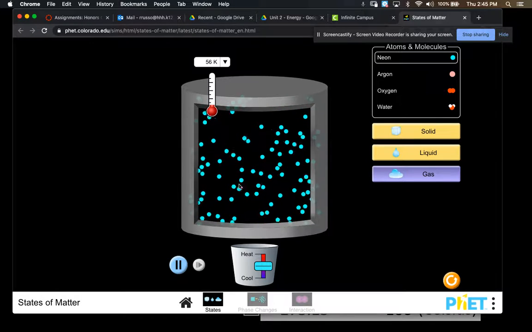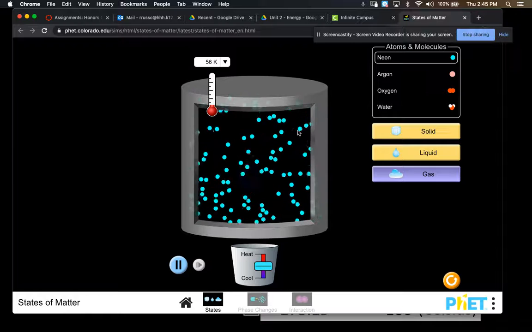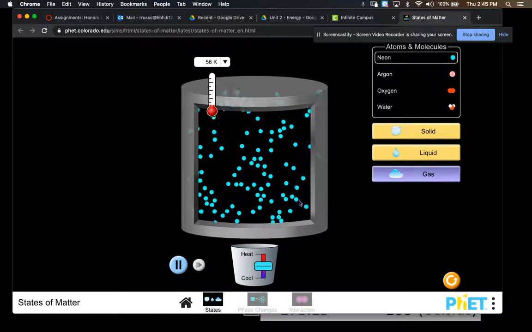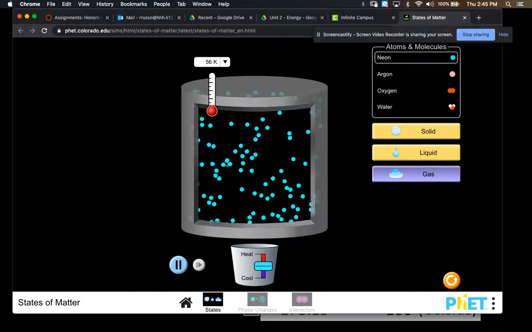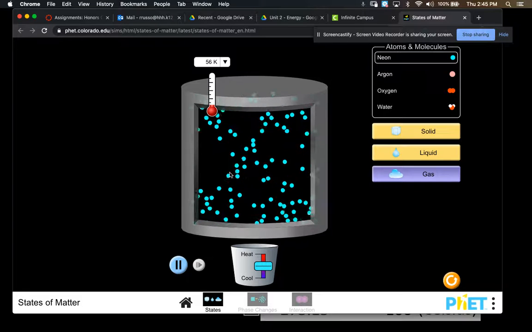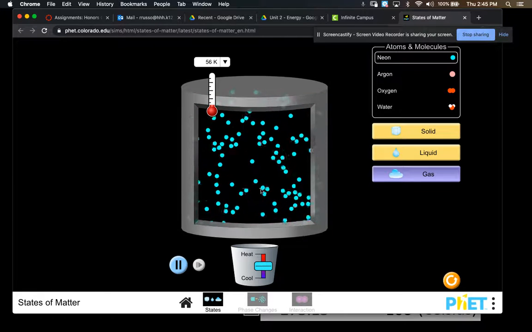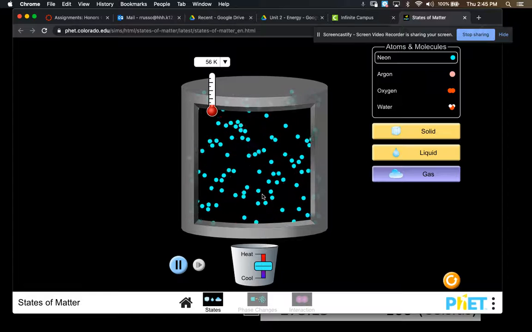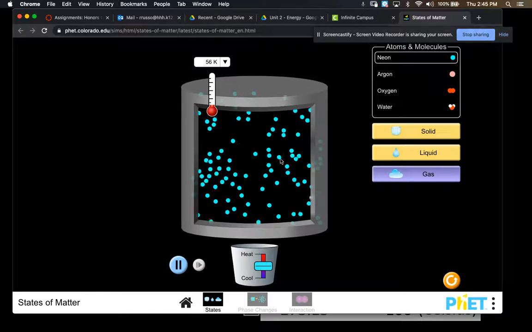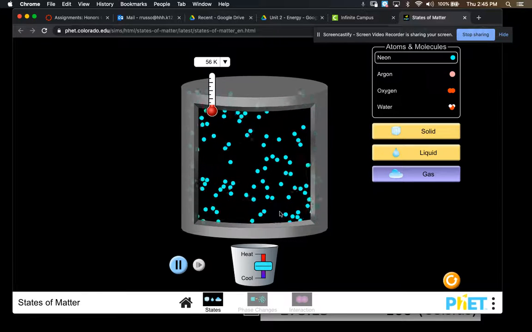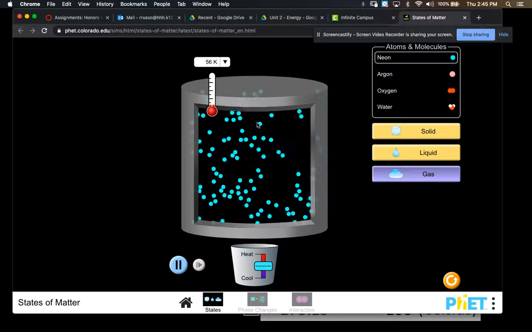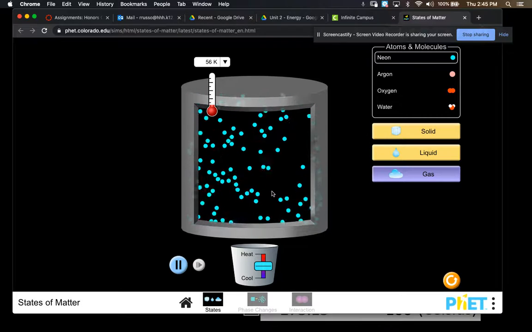And when we talk about the average kinetic energy, we talk about the average movement or the kinetic energy of all the particles. And you can see there's a couple of particles here that are moving very slowly, and there's a couple of particles that are moving very quickly, and there's some somewhere in the middle. So when you look at the average kinetic energy, you're really looking at the average motion of all these particles and the energy they impart on each other and the walls of the container.